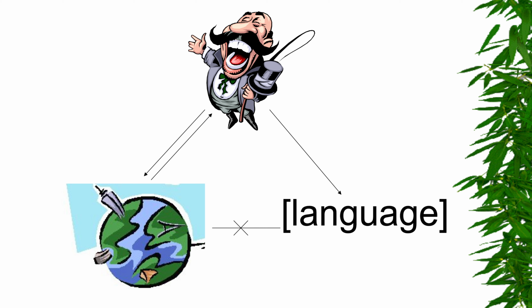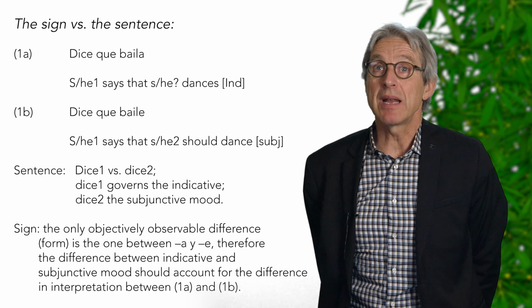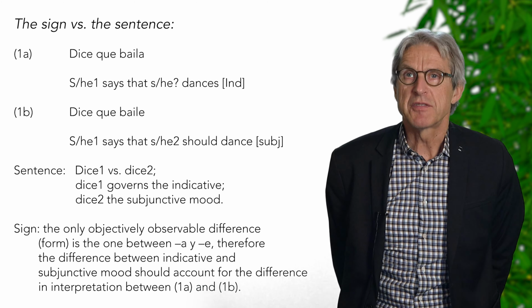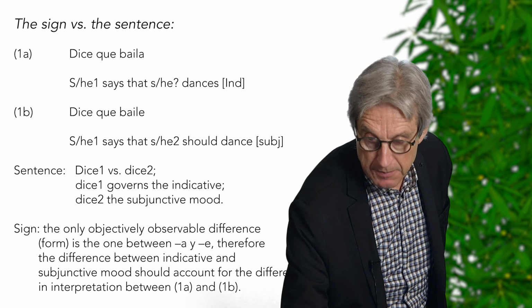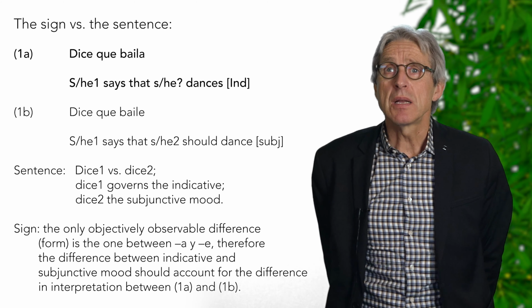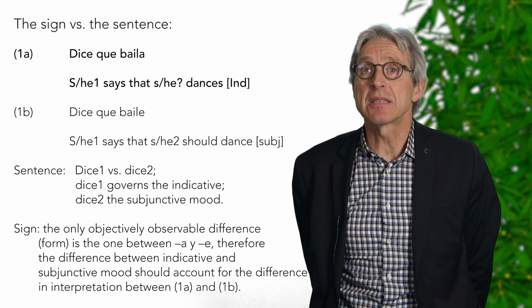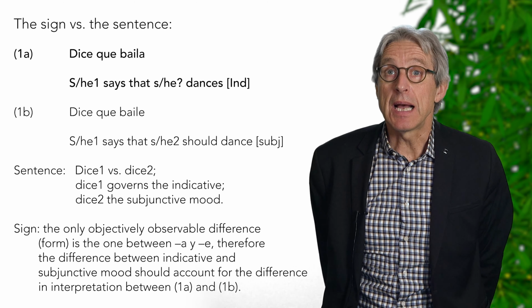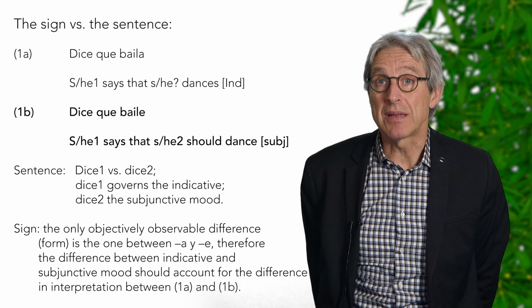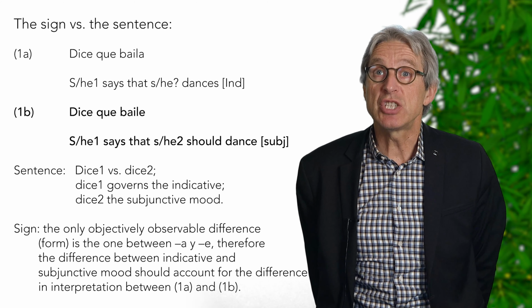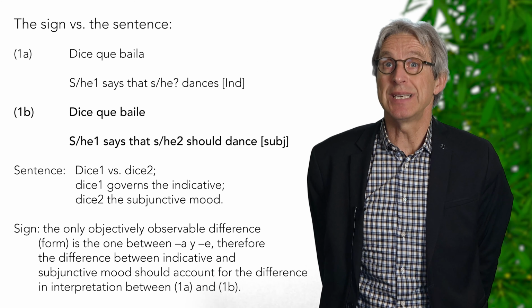If that is clear, then we can move on to the next important point, and that is the relation between the sign versus the sentence. Now let me show you two examples of Spanish in which we compare two sentences, dice que baila and dice que baile. In the first one, he or she says that he or she dances in indicative mood, which is shown by the final a in baila, as compared to dice que baile, where we see a final e, which indicates the subjunctive mood: she says that he or she should dance.